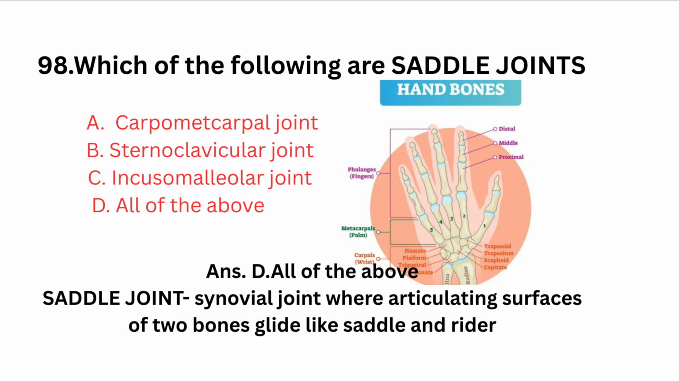98. Which of the following are saddle joints? A. Carpo-metacarpal joint. B. Sternoclavicular joint. C. Incudomalleolar joint. D. All of the above. The answer is all of the above. A saddle joint is a synovial joint where the articulating surfaces of the two bones glide like a saddle and a rider.